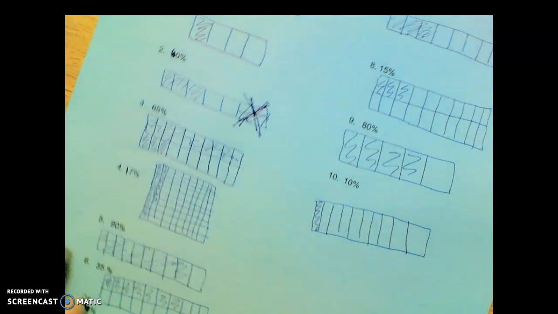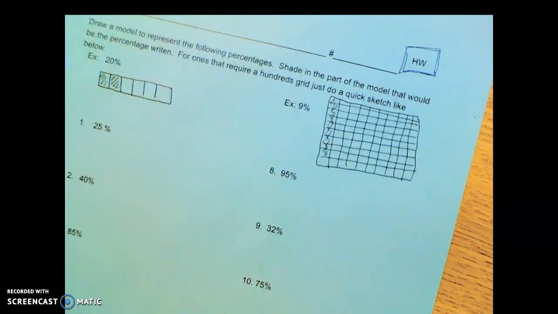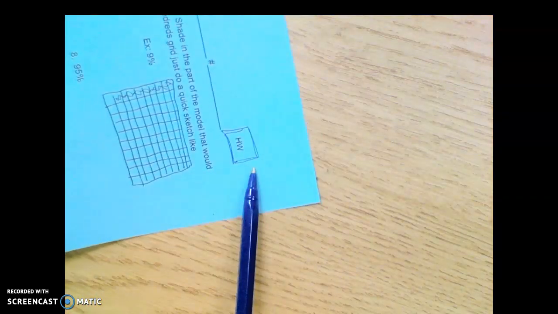So hopefully you have some practice with these models here, and tonight on your homework it should look similar. Don't do the homework in class, bring this back to class tomorrow. If you have extra time in your day, you can go to Prodigy Game.